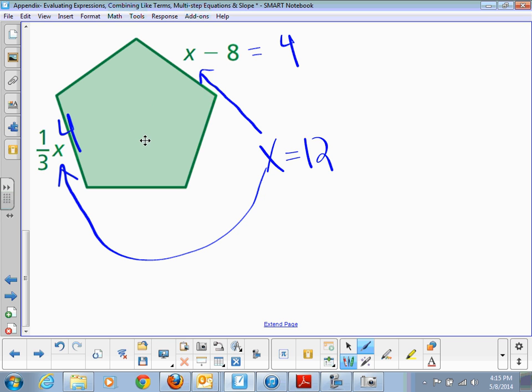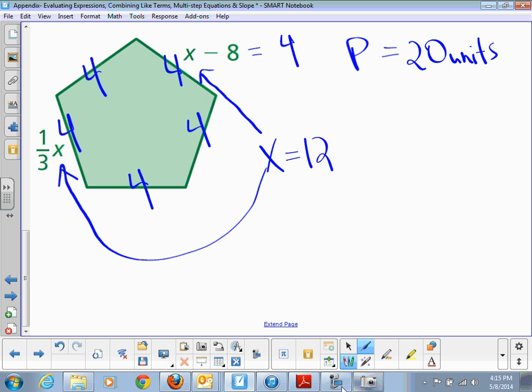But we're still not done, because the answer is not 4. Remember, we want the perimeter. And if all sides are 4, and there's no units here, no centimeters or meters or anything like that, so we can just call it units. There's 5 sides, and each side is 4 units long. So 5 times 4 makes 20. So our perimeter is 20 units. That is all.